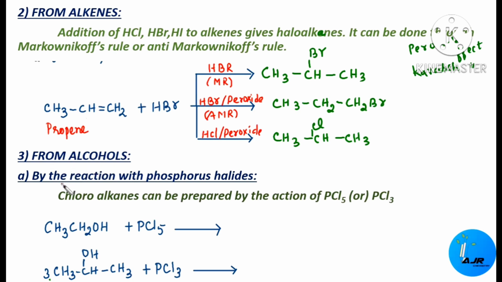From alcohols by the reaction with phosphorus halides. From alcohols, how is this reaction taking place? That is in the presence of phosphorus halides. I have taken two types of phosphorus halides, phosphorus pentachloride and phosphorus trichloride. So let us see how this reaction takes place in the presence of phosphorus pentachloride. See here, I have taken ethanol, CH3CH2OH. For you to understand and learn easily, I am splitting this PCl5 into PCl3 and Cl Cl. Now see how the product is formed.